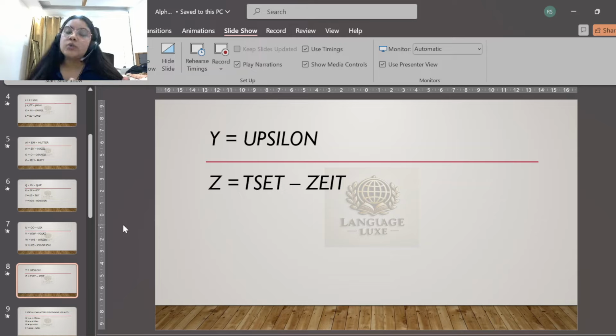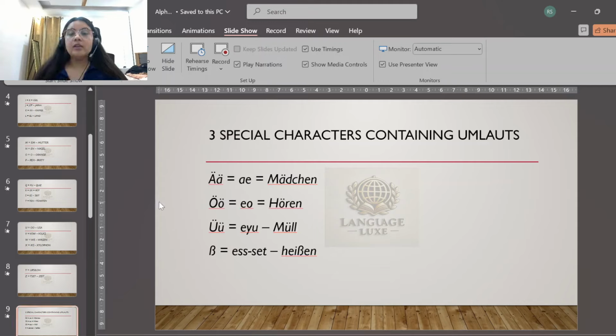Now, as you know, in English we have 26 alphabets, right? In German also we have the same 26 alphabets, it's just that we have four more special characters. We are going to learn those four special characters. Three special characters contain umlauts. Now what is an umlaut? Can you see these two dots above A, O, U? These are called umlauts. So A, O, U have two dots above them. These three are special characters, and the fourth special character is this, the Eszett.